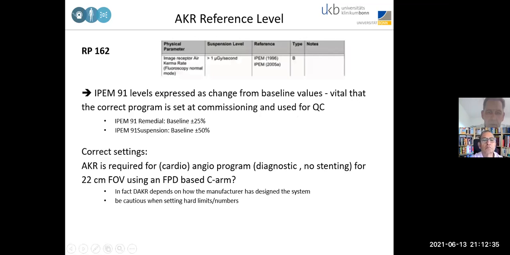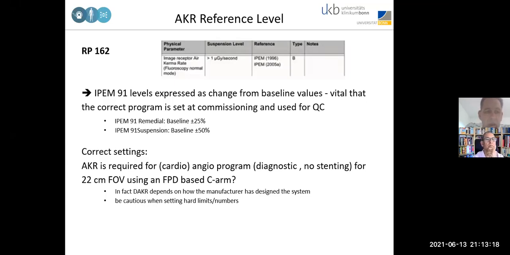But what are the reference levels? That's something you should be aware of. The RP162 says for the image receptor air kerma rate in fluoroscopy normal mode, the suspension level is larger than 1 microgray per second. And the reference for that is the IPEM, so this is the British part. And if you look into the IPEM 95, then you see that the baseline should be better than plus or minus 25%, and the suspension baseline should then be better than 50%. That is what is recommended by the European community.